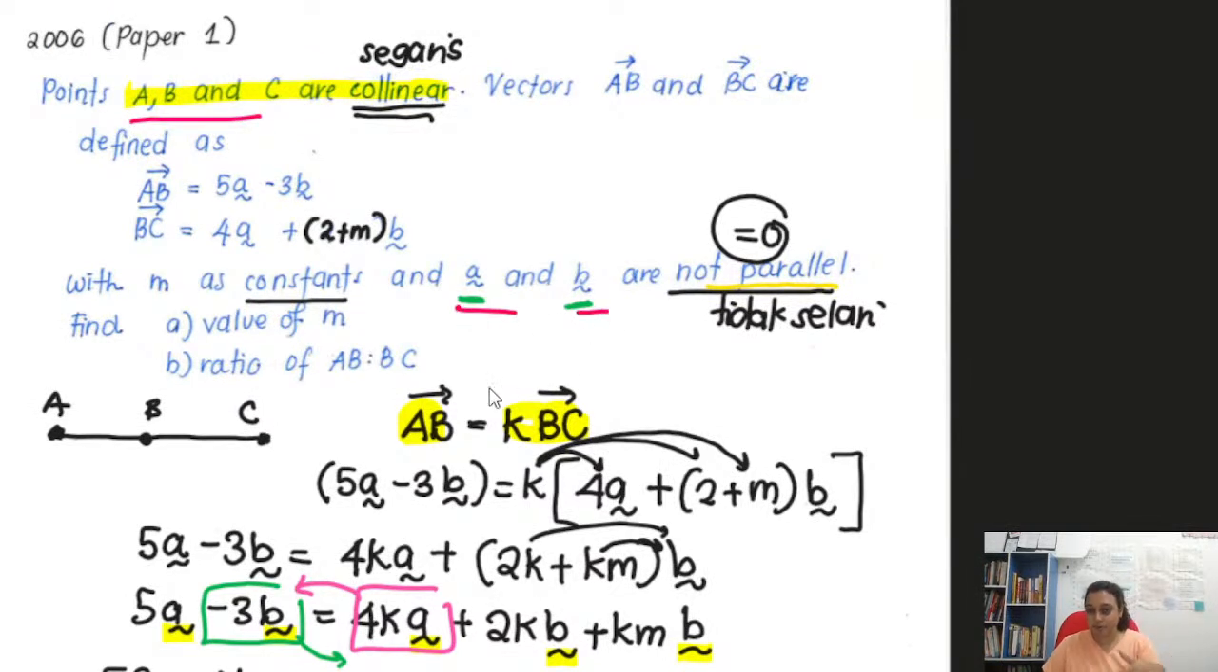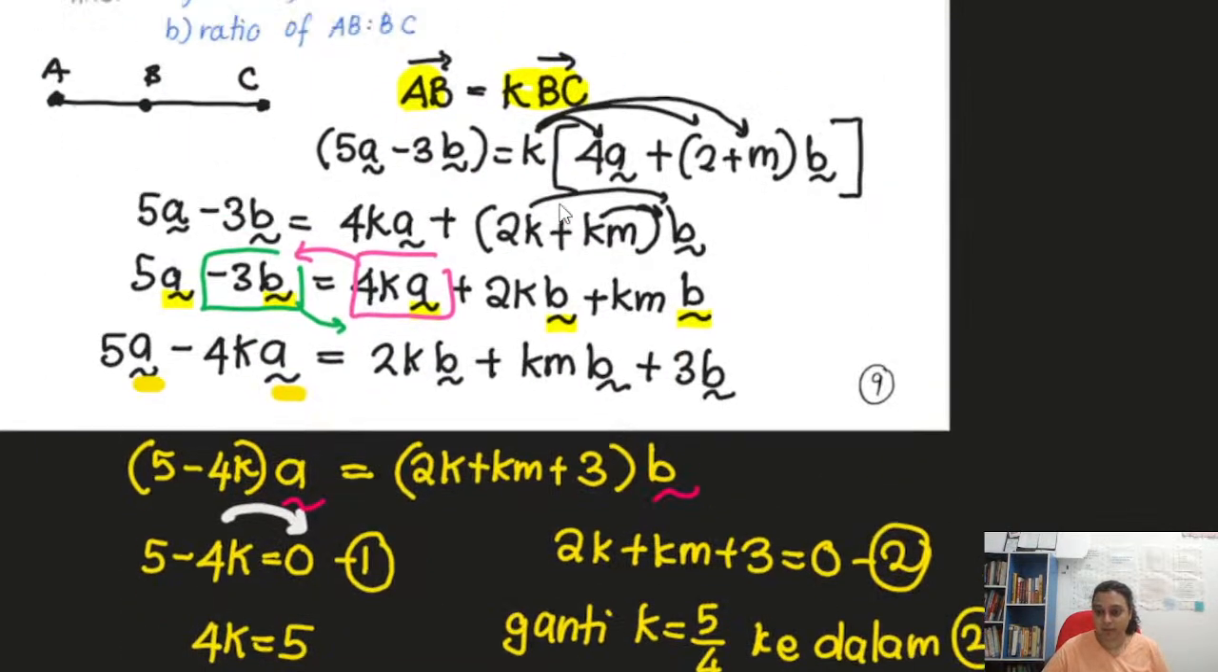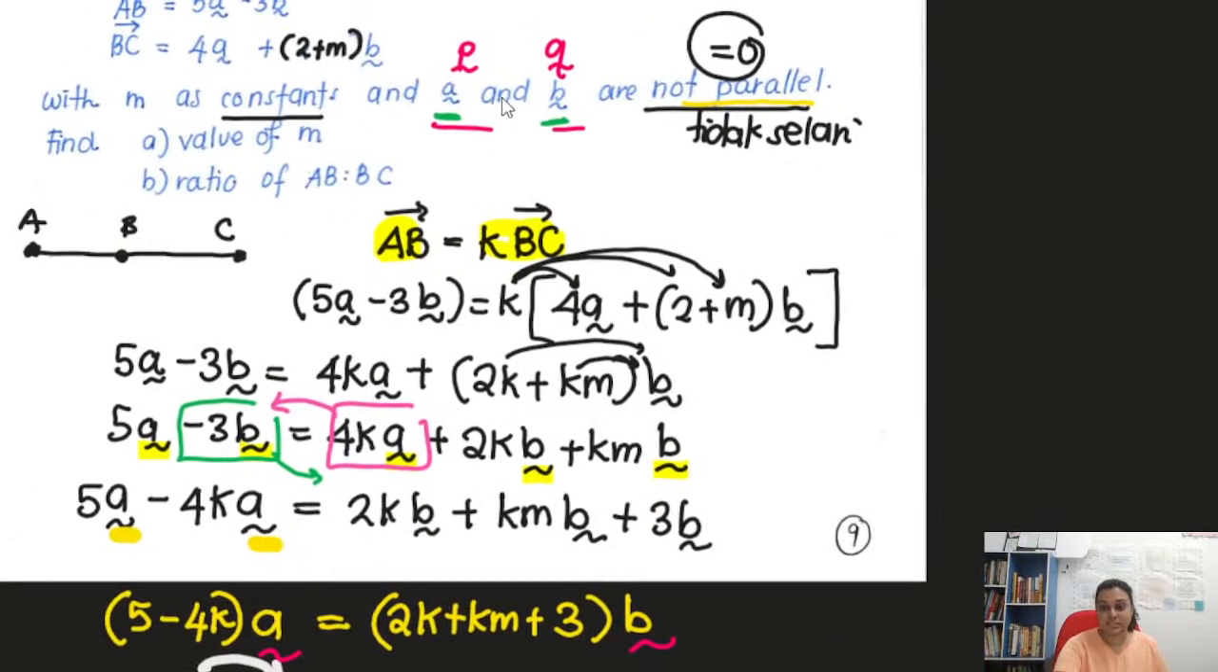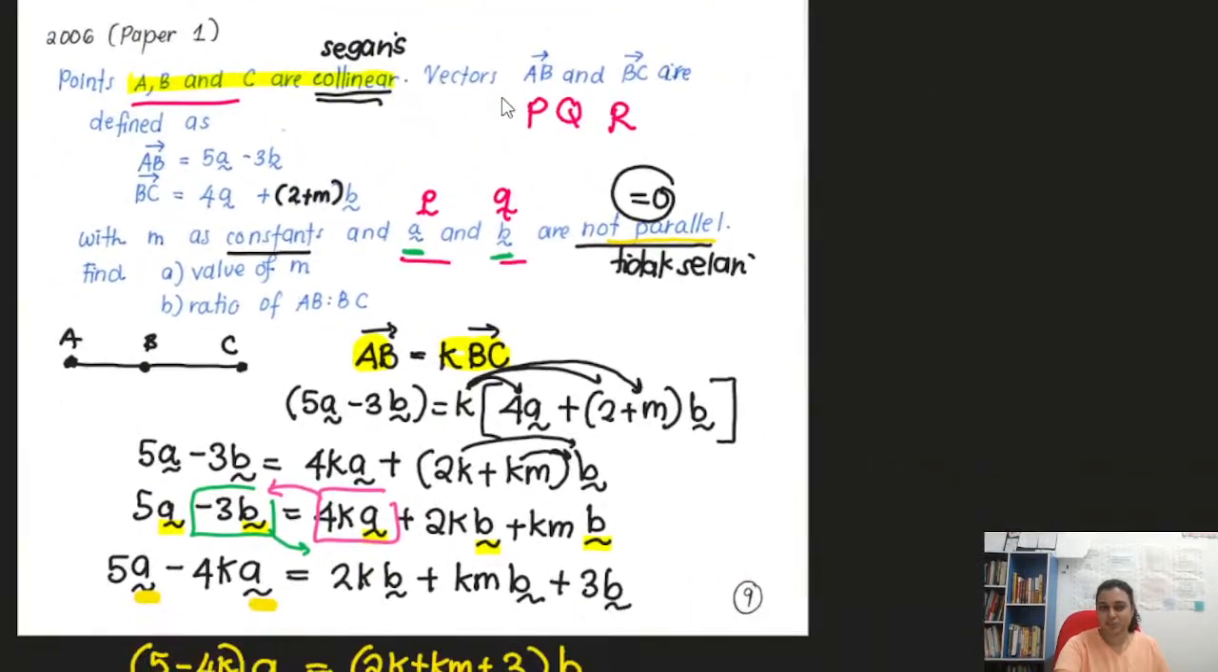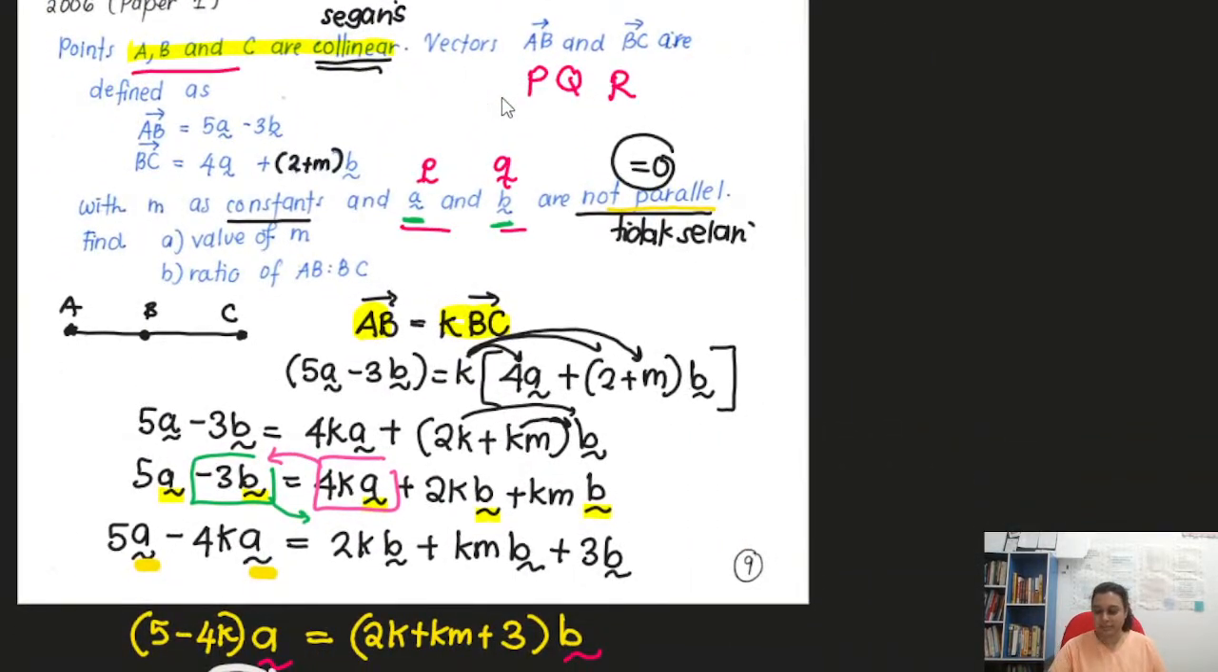Tomorrow when your trial paper comes out, check the letters. Because sometimes they use capital letters P, Q, R, and here they will use small p, small q. So be very alert with the letters. Which one is parallel? Which one is not parallel? I hope this question is clear because vector usually comes out like this in paper 1. That's why teacher included this in my notes.